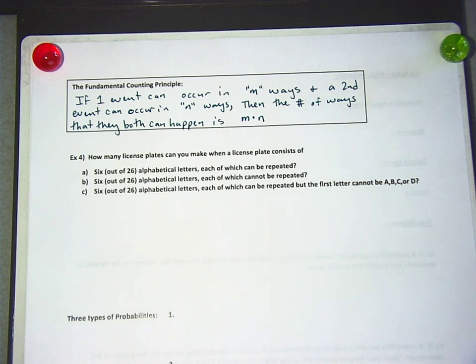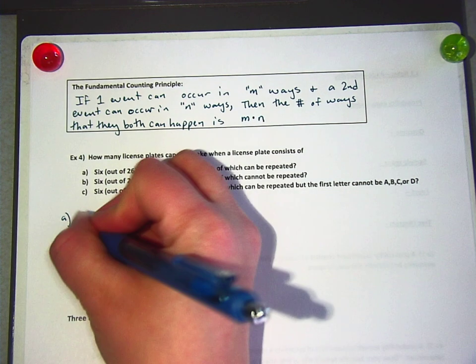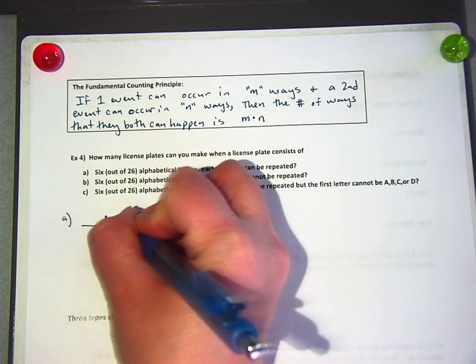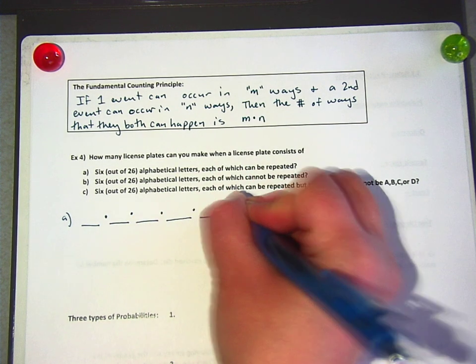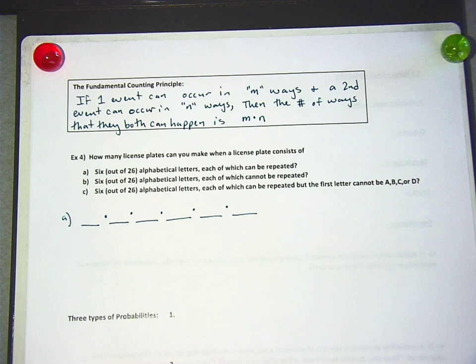It's saying you don't have to make a tree diagram to know this. So, how many license plates can you make when you can use 6 alphabetical letters, each of which can be repeated? All right, I want you to write it like this. And they can all be repeated, and you're going to need a calculator for this if you don't have one.